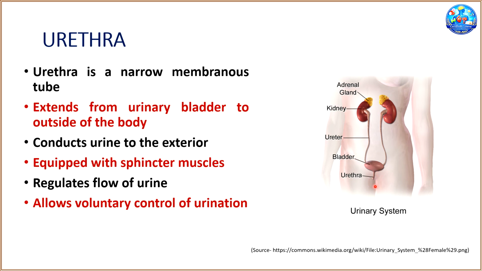Now coming to the urethra. The urethra is a very narrow membranous tube which extends from the bladder to the outside of the body. It conducts urine to the exterior, and it has a sphincter of muscles which regulates the flow of urine, and it also allows voluntary control of urination.